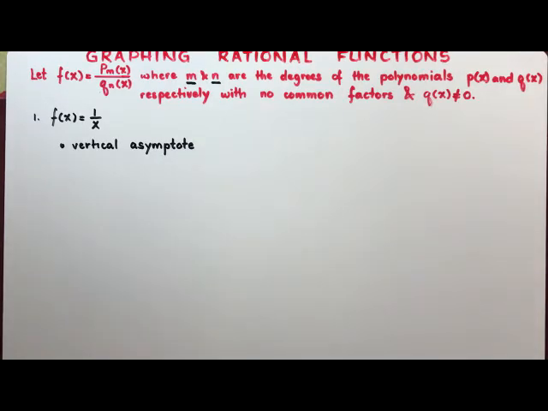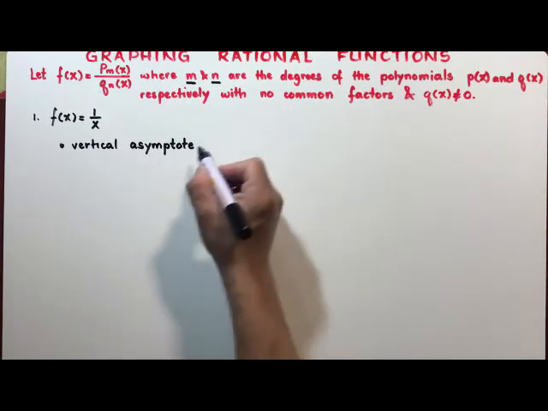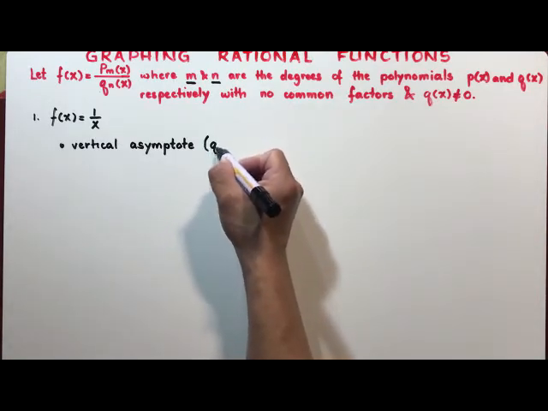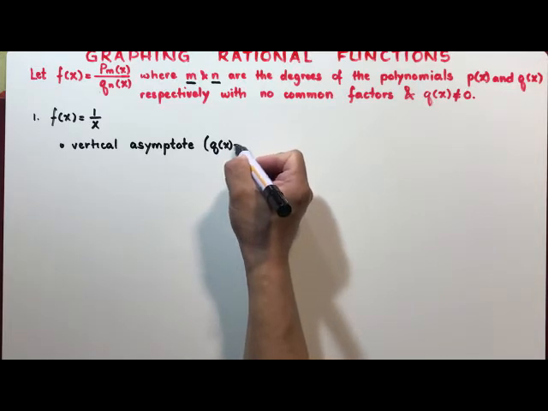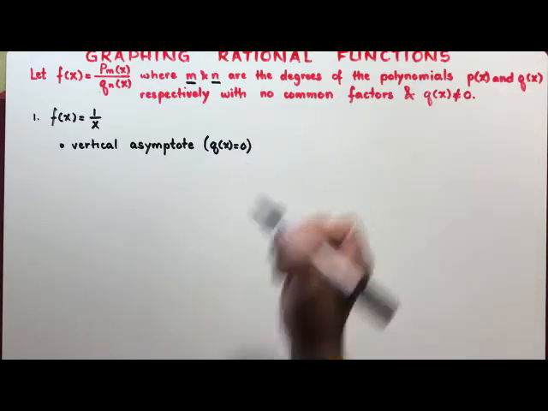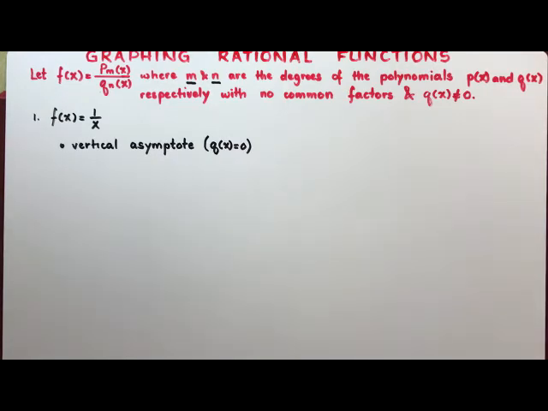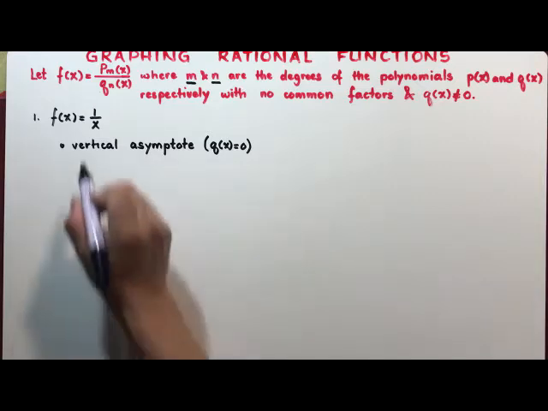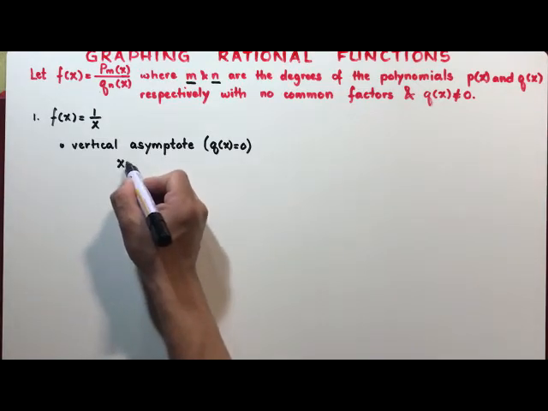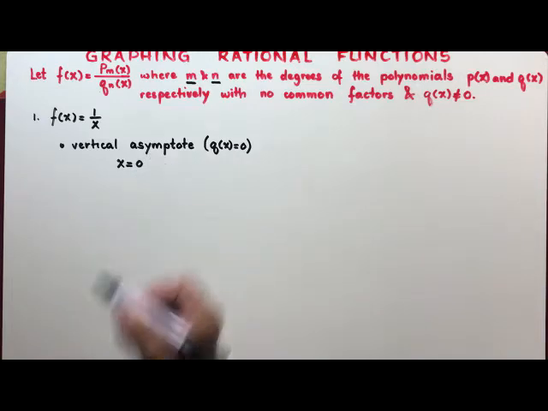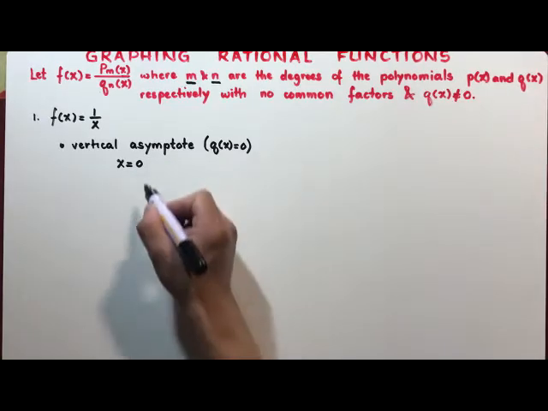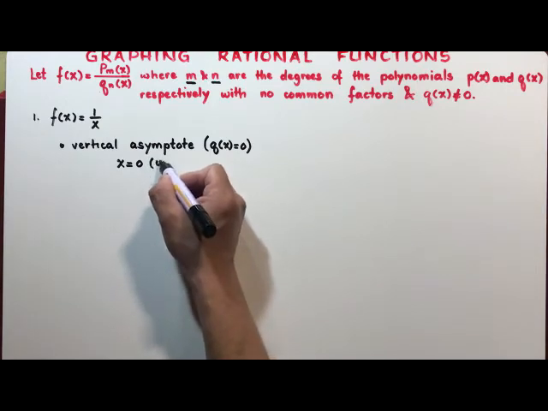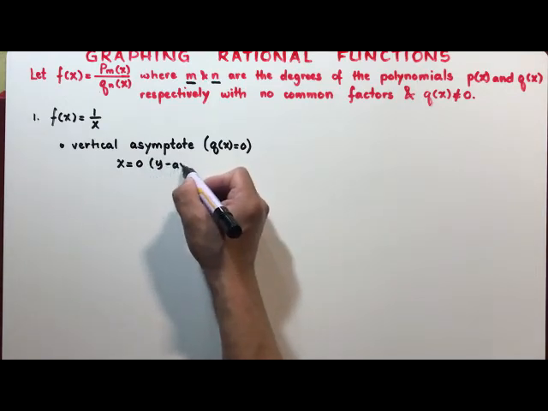To find the vertical asymptote of the function, we just set the denominator equal to 0 and find the value of x that makes the denominator equal to 0. In other words, these are the zeros of the denominator. As you can see, the denominator is x, so x is equal to 0. This is our vertical asymptote, in other words, the y-axis.